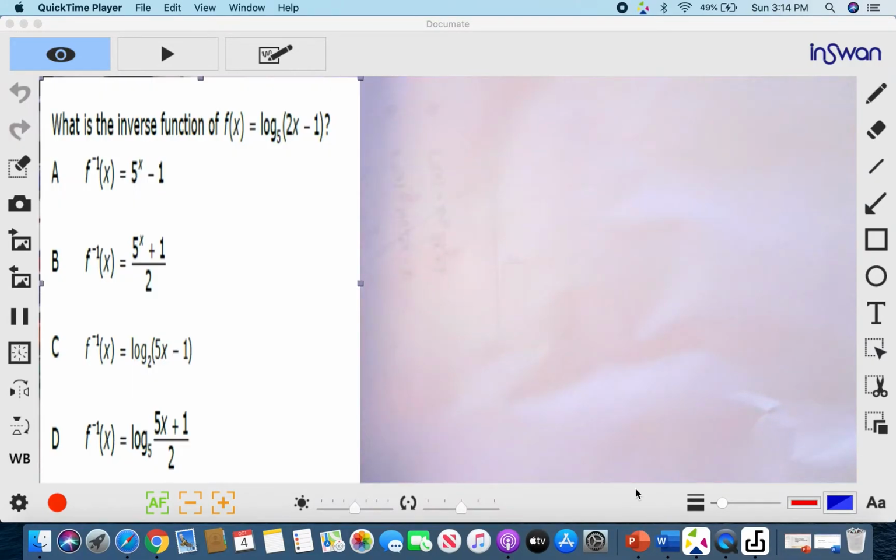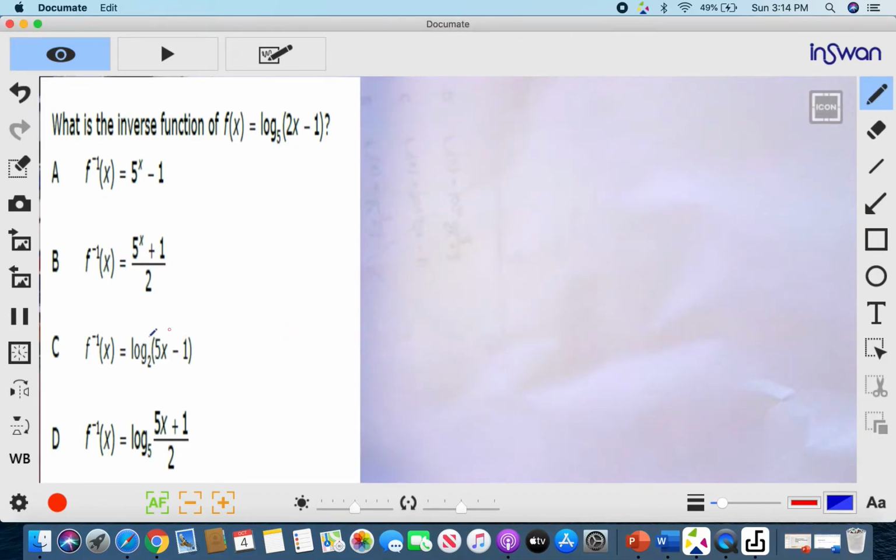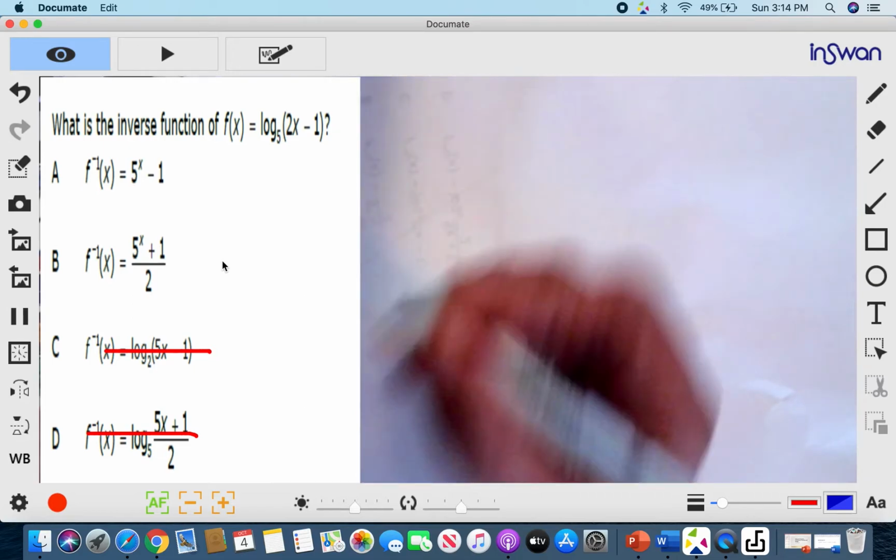For the inverse of a logarithmic function, it should be an exponential function, because the inverse of a logarithmic function is an exponential function, which means that we will have to take out options C and D because they are not possible answers to the problem. Since the inverse of a logarithm is exponential, it is between A and B. So what should we do? The first thing we do is we change f of x to y.